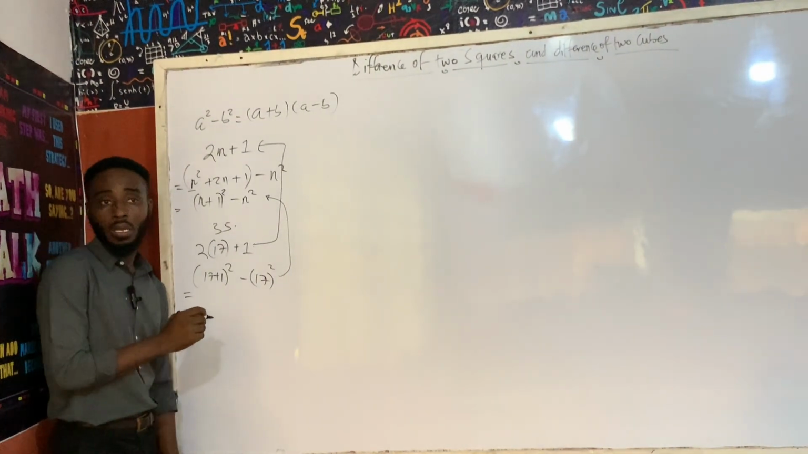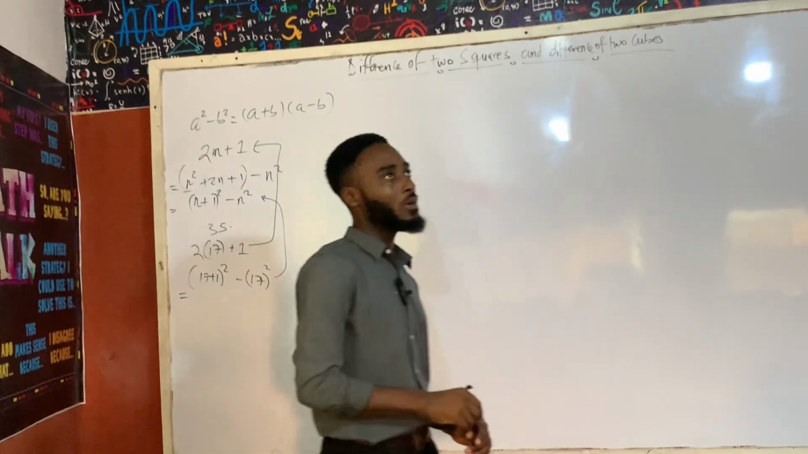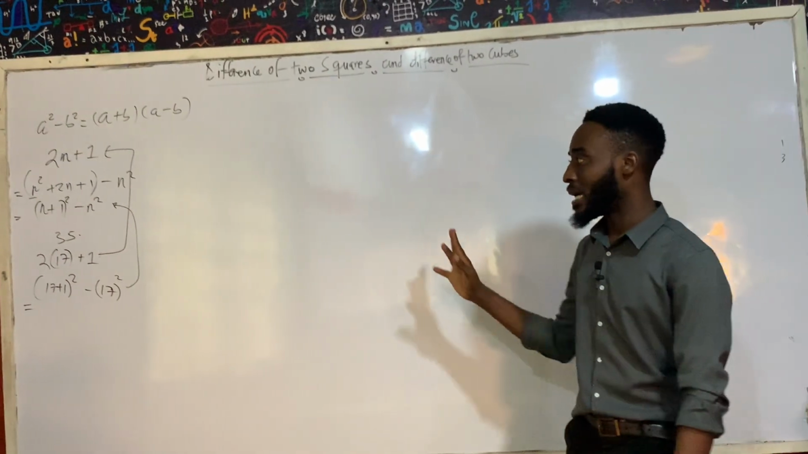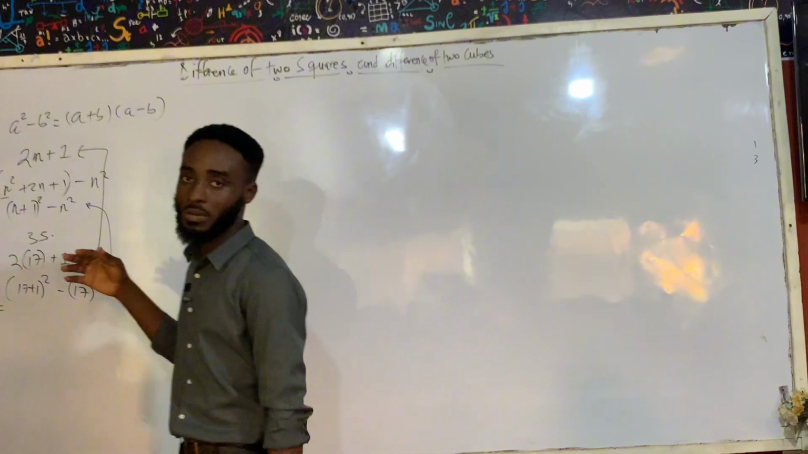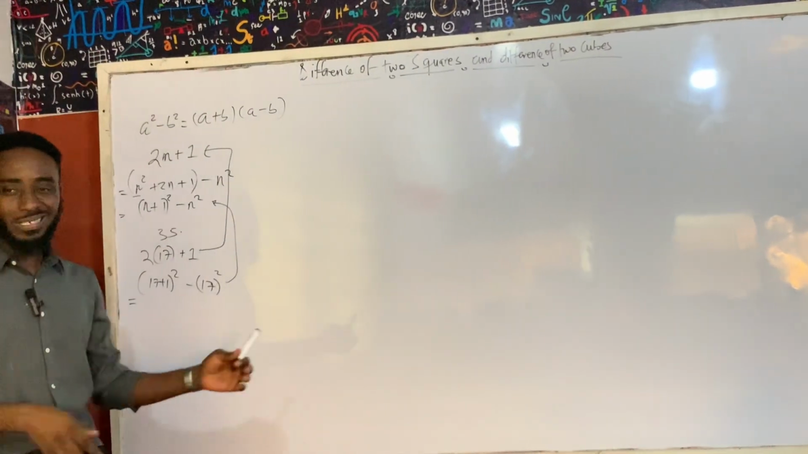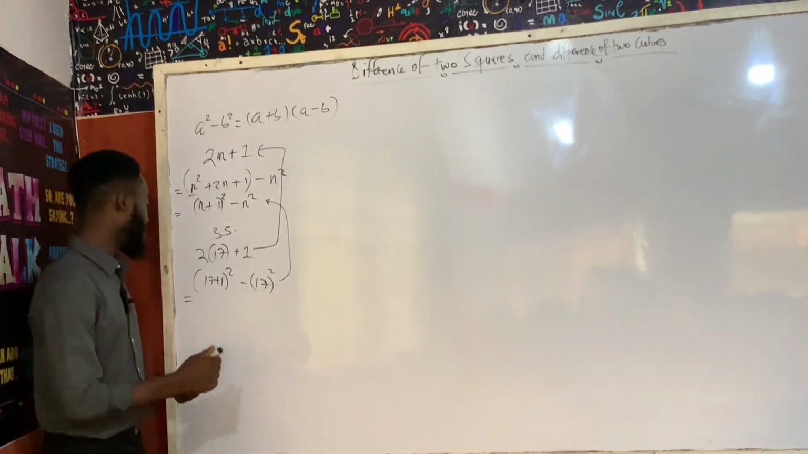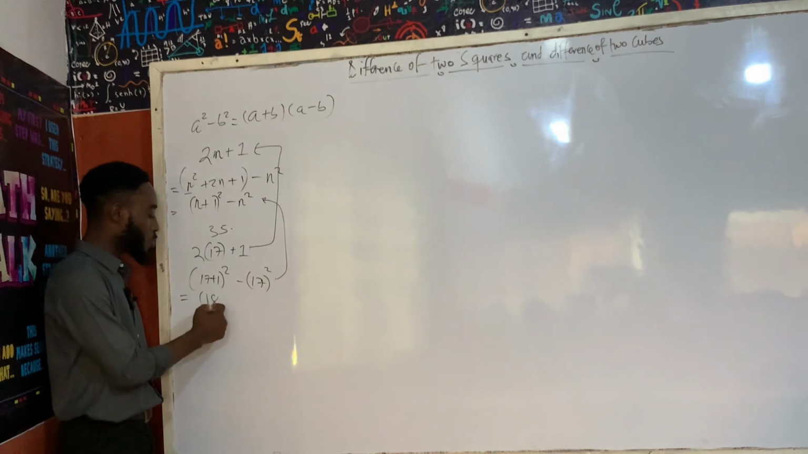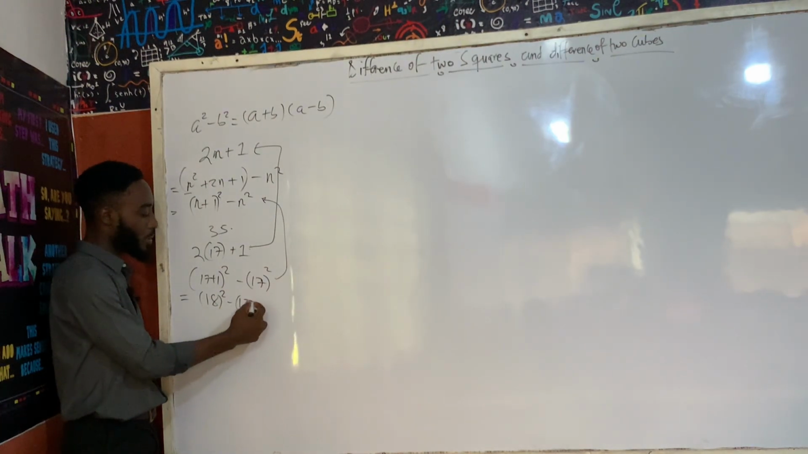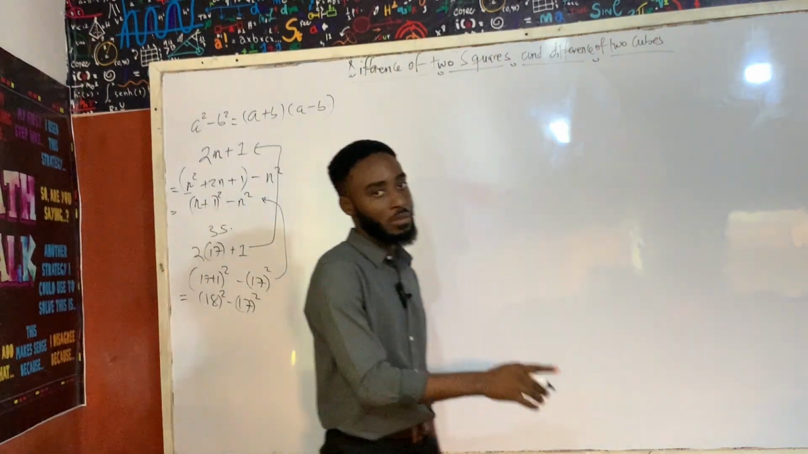Is that okay? We are thinking through. Don't just watch me and expect that I have to do the magic and explain these things throughout, without relating and asking questions if you have any doubts at any point in time. So this will now be 18 squared minus 17 squared. If you use your calculator to figure this out, you get 35.